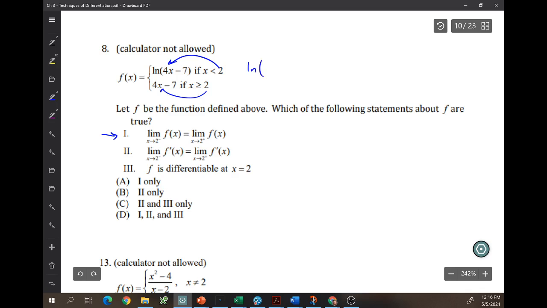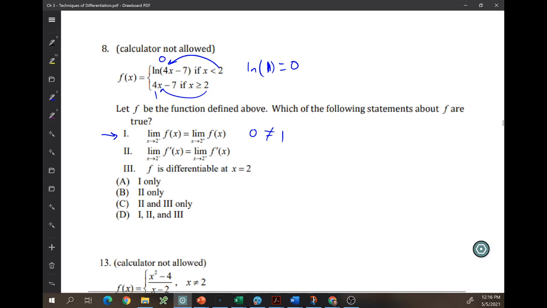So that's ln of 4 times 2, which is 8. 8 minus 7 is 1. And we need to have memorized that the ln of 1 is just 0. When we plug in, we get 0. Then here, 2 times 4 is 8. 8 minus 7 is 1. Well, 0 is not equal to 1. So this one is not true.